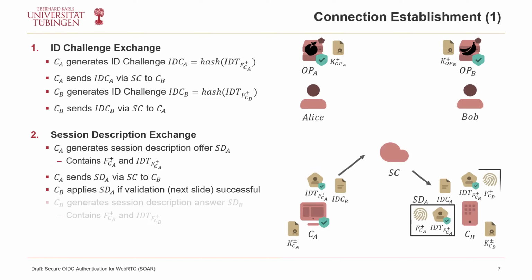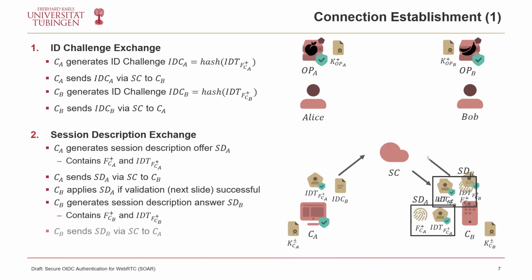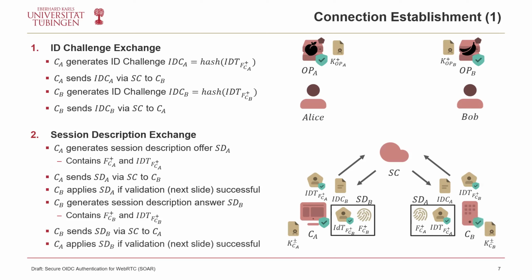And then client B will do the same. He generates the session description answer, puts his ID token into it, together with the fingerprint and IP address and stuff like that. And then he responds with this session description answer. Client A will then also perform a validation and apply it. So now, how does this validation work? Because it's not that trivial.